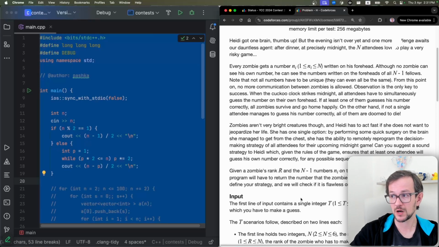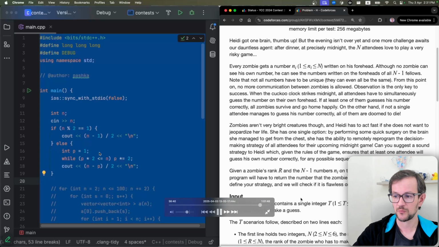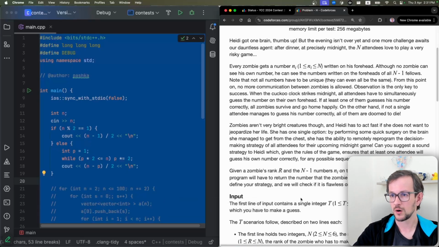Final problem. Problem H is a little bit different from all the previous problems. In previous problems we needed to split some treasure, and here we have another kind of cooperative game. It is another pretty famous problem. So it works like this.